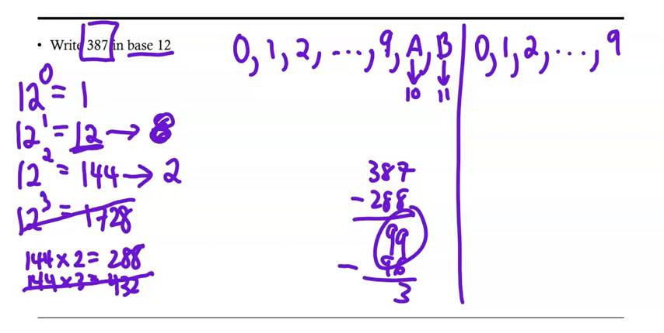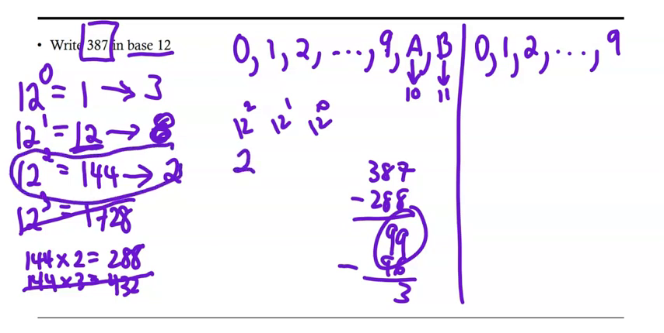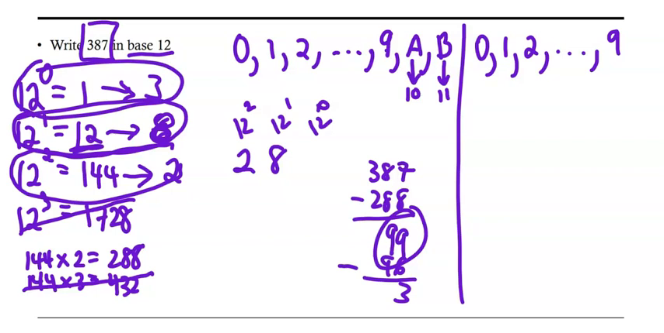So now we're ready to write our answer. There were 3 left over. So be thinking about the place values as 12 to the second, 12 to the first, and 12 to the 0. We know that 12 to the second right here went in 2 times. We know that 12 to the first went in 8 times. And we know that 12 to the 0, which is 1, went in 3 times. This is a base 12 number. It represents the base 10 number, 387.